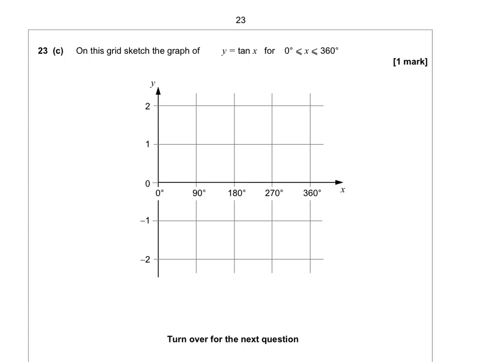23 part C, on this grid, sketch the graph of y equals tan x. Now, tan x does not exist at x equals 90. It's undefined at x equals 90 and x equals 270. So we draw in these vertical lines, these asymptotes. The graph starts at 0, increases up like that, but never meets that asymptote. The same here.